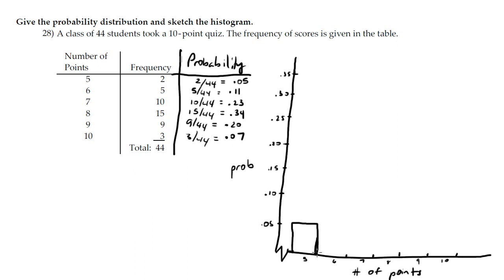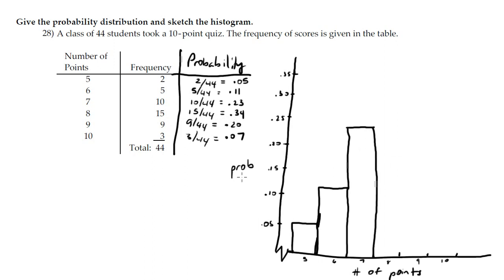Oh gosh, this is not going to be cute. My next bar has to touch this one. 6 points, that probability was 0.11. Gosh, 11 hundredths. You can get the point. 7 points, that was 23 hundredths. So up here. You should have a ruler, so I would hope your histogram looks better than mine.